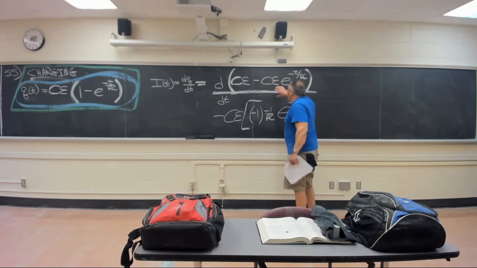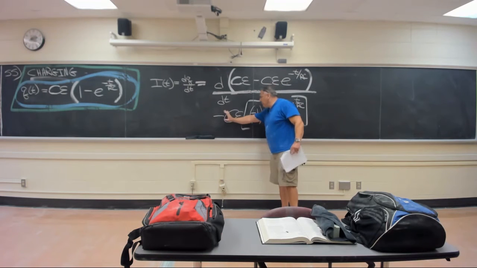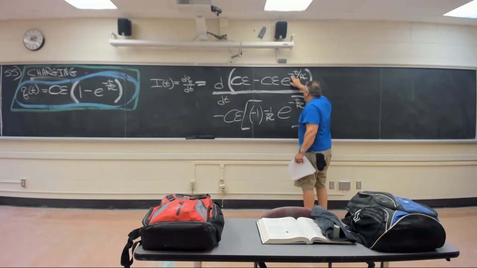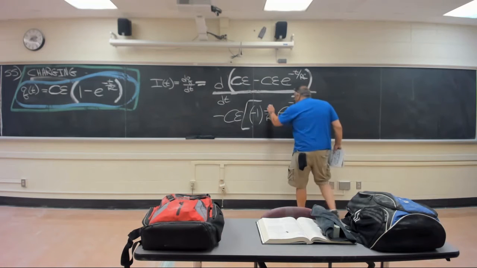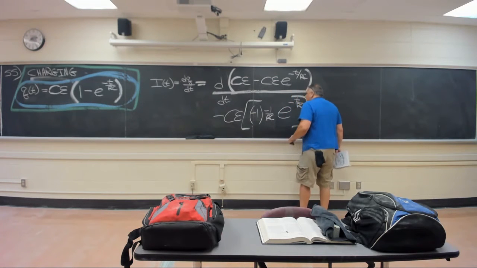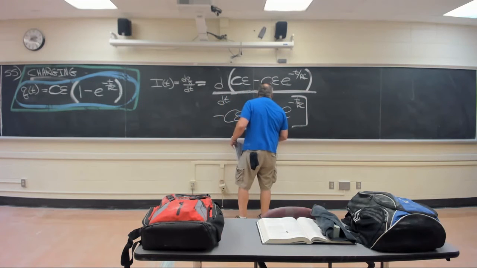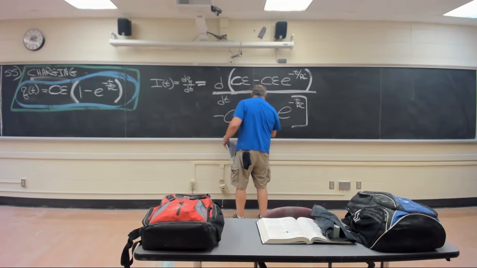The derivative with respect to time of this is the constant negative CE put out in front, multiplied by the derivative of this quantity. The derivative of this quantity is itself times the derivative of the quantity negative t over RC with respect to t, and that's negative 1 over RC. So there you go. I think that's how we got it.